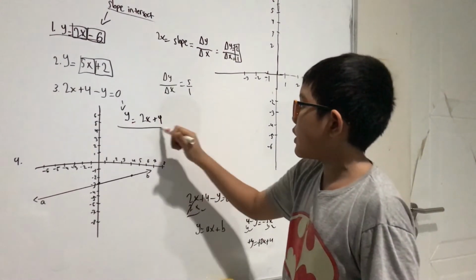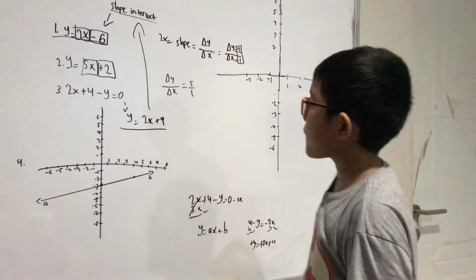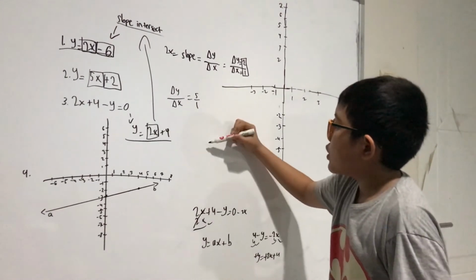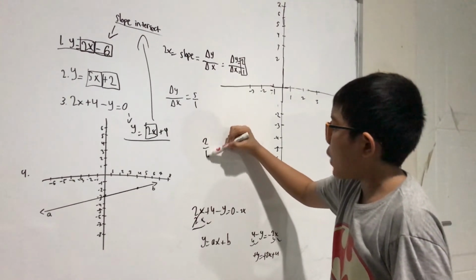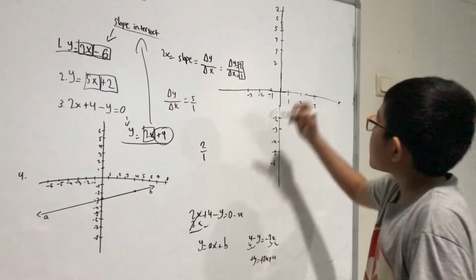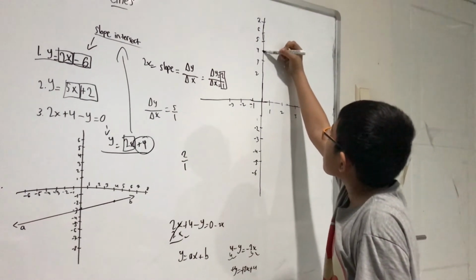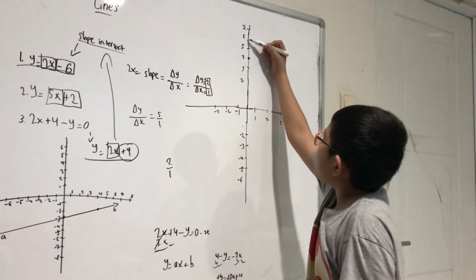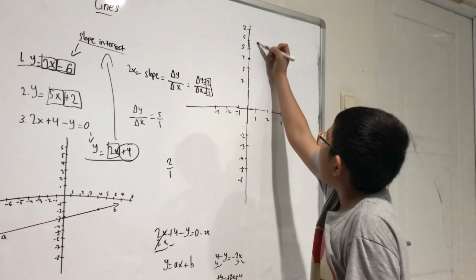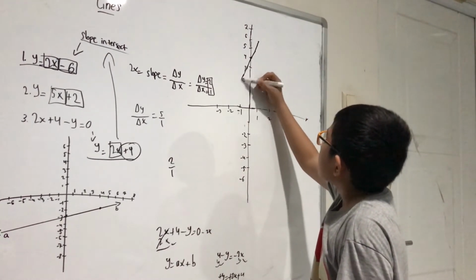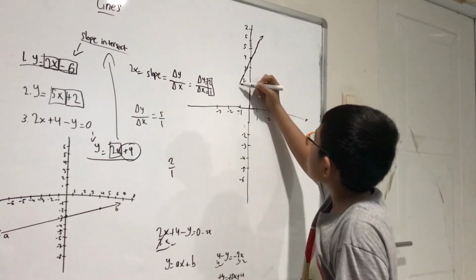And this right here is our slope intercept. So 2x is going to be our slope, which is 2 over 1. And positive 4 is going to be the point of intersection. So it's going to intersect at this point. It's going to go 2 points upward and 1 point to the right. So our line will look somewhat like this.